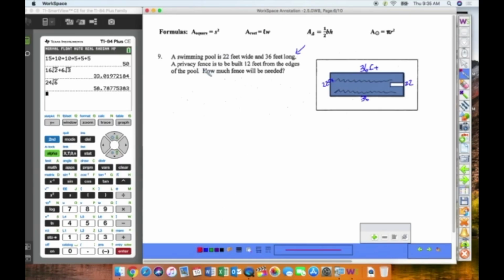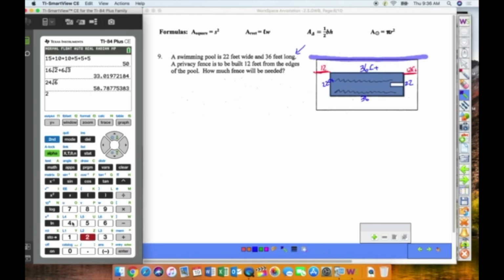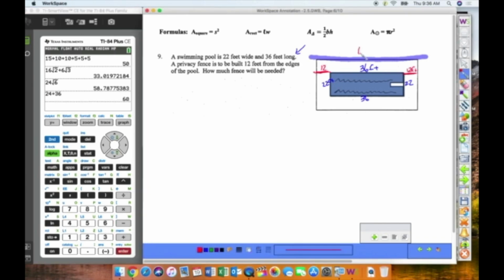But they say they're going to build a fence around it 12 feet from the edges. Now, the trick to that is, here's the fence outlined around the outside. You got to go 12 feet away this way, and you got to go 12 feet away this way, right? Because you got to go 12 feet on both sides of this dimension right here. So this entire distance right here is actually going to be 12 plus 36 plus 12. So that's 24 plus 36, which is 60 feet up here.